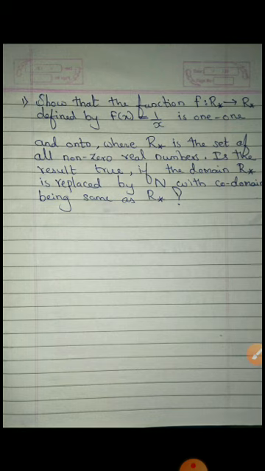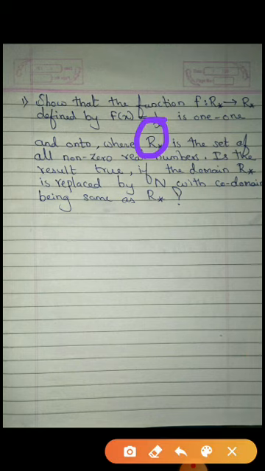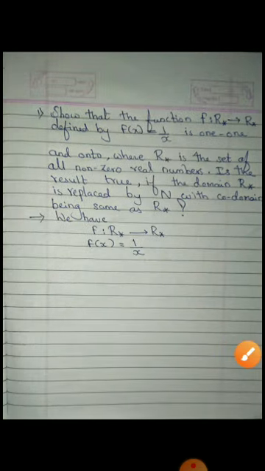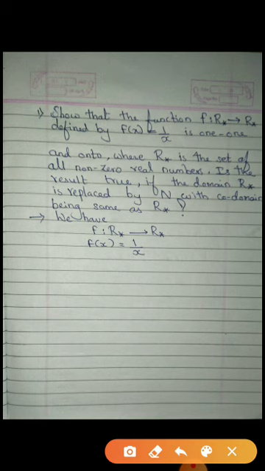I'll see examples regarding this type, 1-1 and onto. We have to show that the function f defined from R star to R star as f of x equals 1 by x is 1-1 and onto, where R star is the set of all non-zero real numbers. Is the result true if the domain becomes the set of natural numbers? So I have to prove that your function f is what? I have to check whether it is 1-1 and onto.